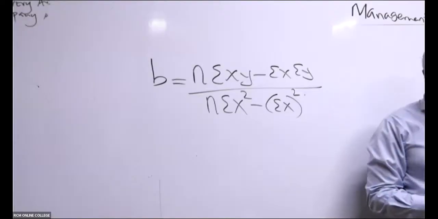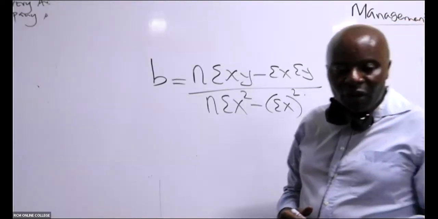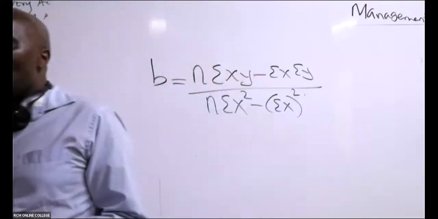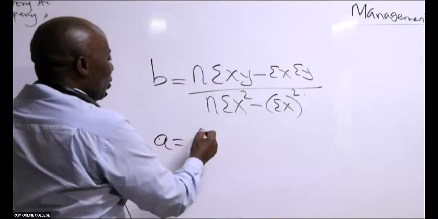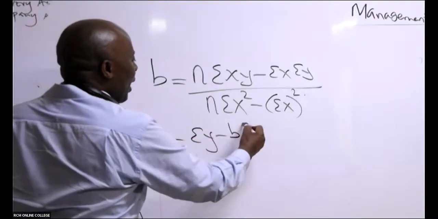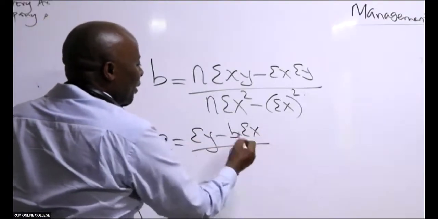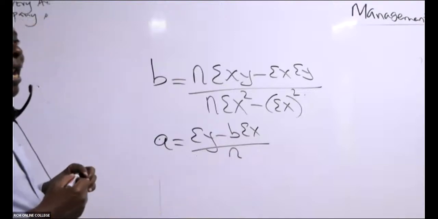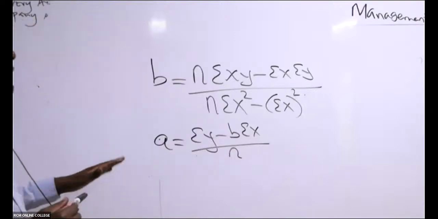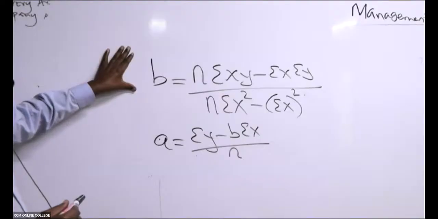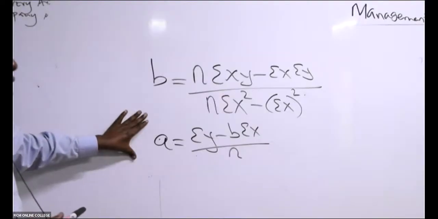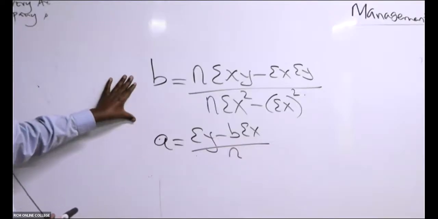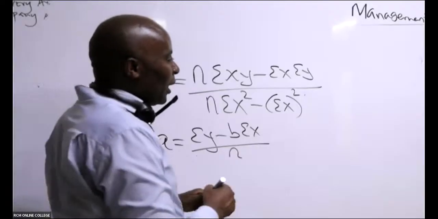Best subject in CPA. And then, ladies and gentlemen, having gotten that, how do we get our a? To get our a, we shall take summation of y minus b summation of x, divided by n. So anytime they want us to give them the value of b, this is how we shall be getting it, and this is how we shall be getting the value of a. So before we look at our past paper, I will give you a small illustration.